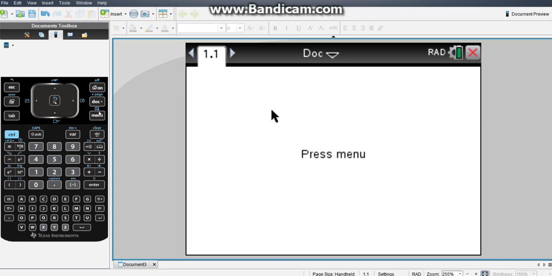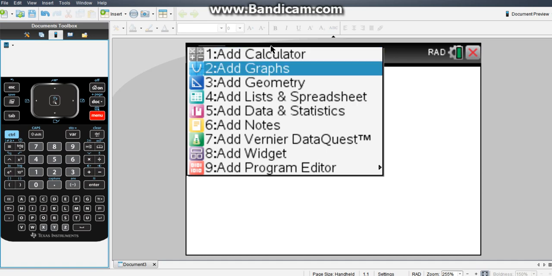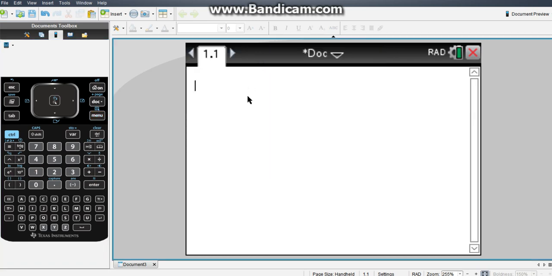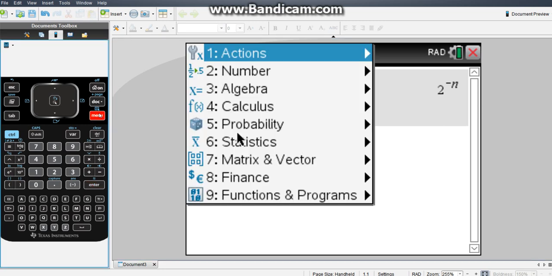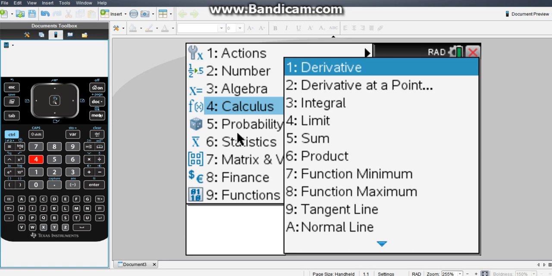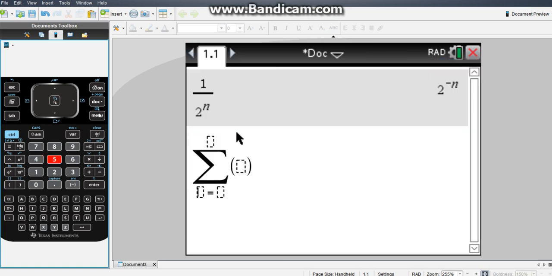So let's open a calculator tab, so menu 1, and let's deal with a good old function sequence, 1 over 2 to the n. Alright, so we want the sum of the series. So we want the sum of all a of n values from 1 to infinity. So that's going to be sigma. So let's go menu, and we're going to go to calculus 5, which is sum. And look at that, we get a sigma.